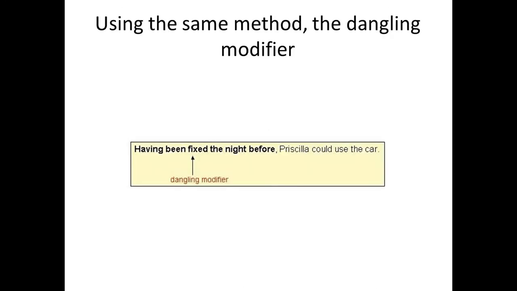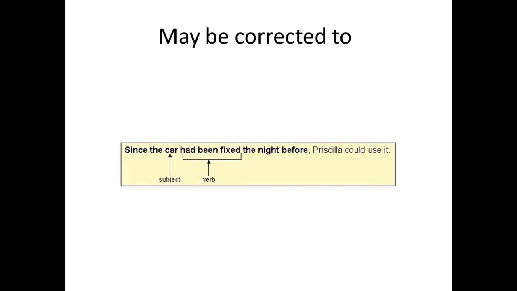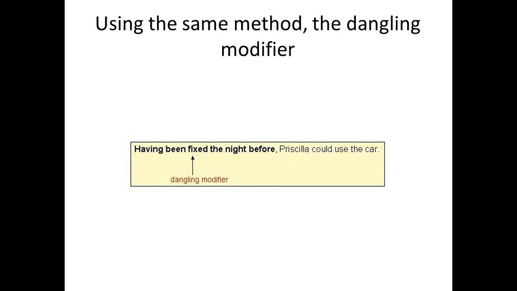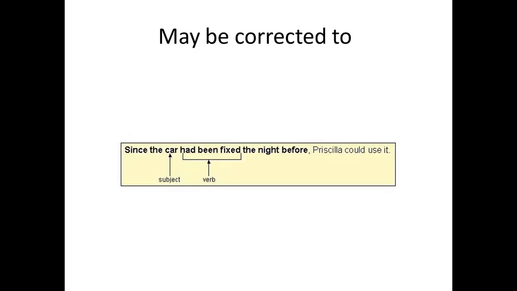Using the same method, take the dangling modifier: Having been fixed the night before, Priscilla could use the car. It may be corrected to: Since the car had been fixed the night before, Priscilla could use it. Now "car" is the subject here and "had been fixed" is the verb. Now the difference in sense between this and that sentence is very clear. I think things are clearly described for your understanding. I hope you all will understand these things.